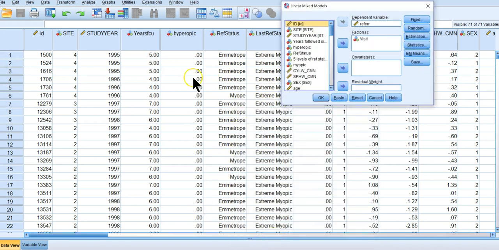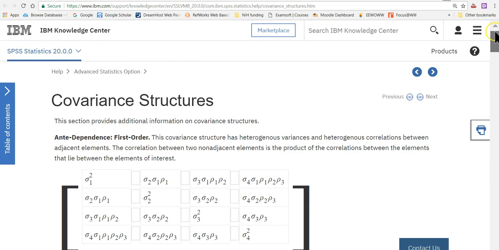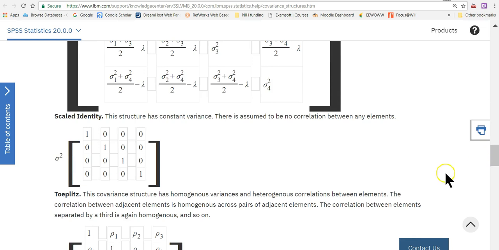Now, IBM has been kind enough to give us a little handout on all these covariance structures. We're going to start with identity. And I point out this is matrix multiplication. There's a variance over here. So if you multiply out this matrix, you're going to get a 4x4 matrix with variances in the center.